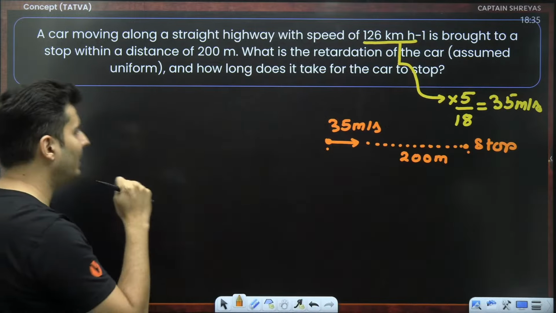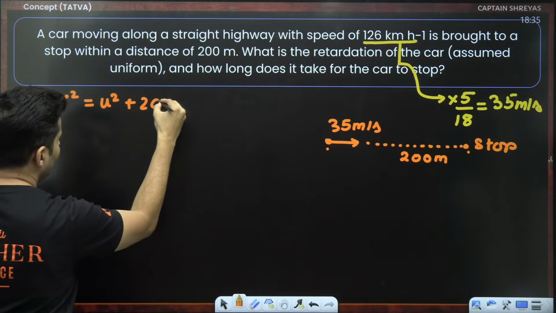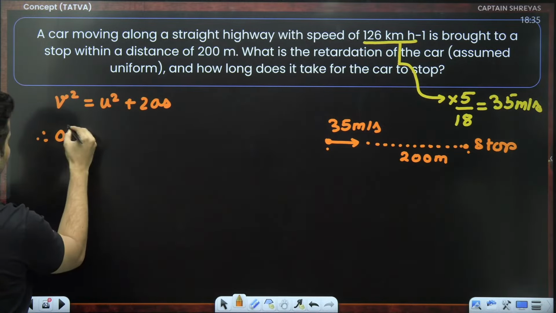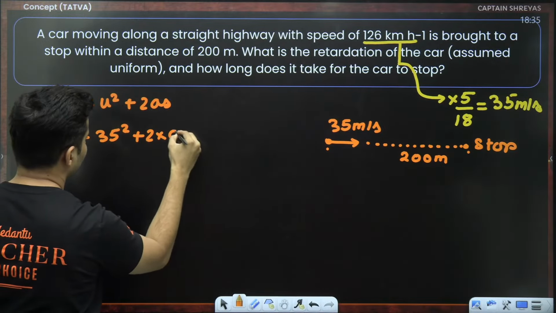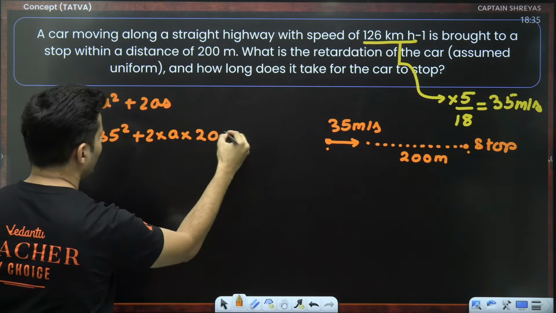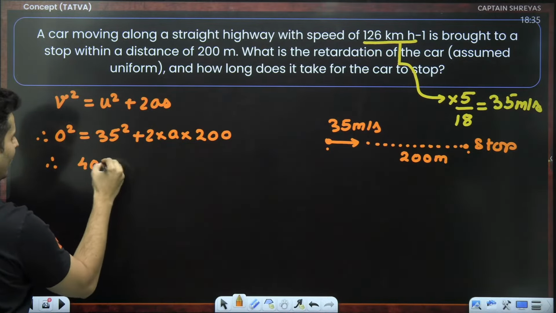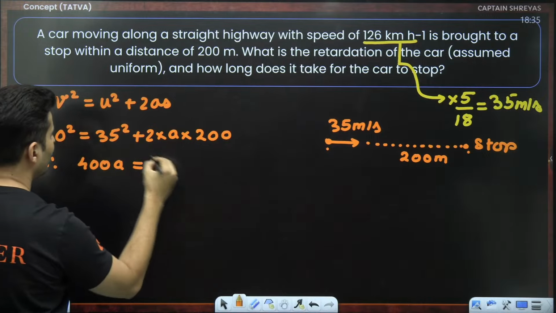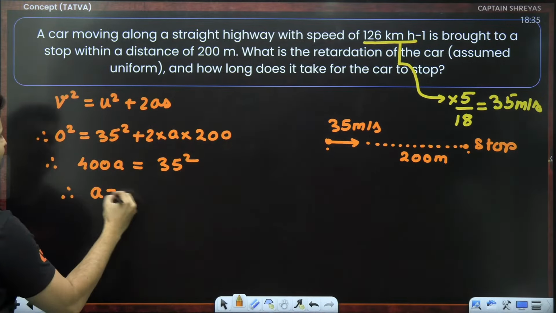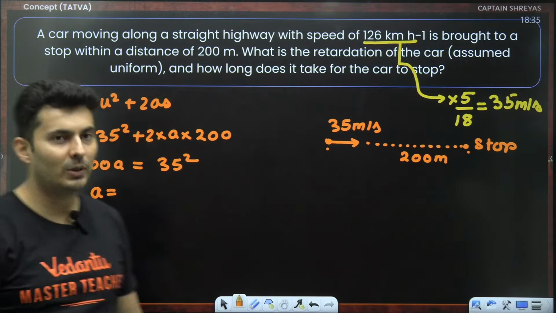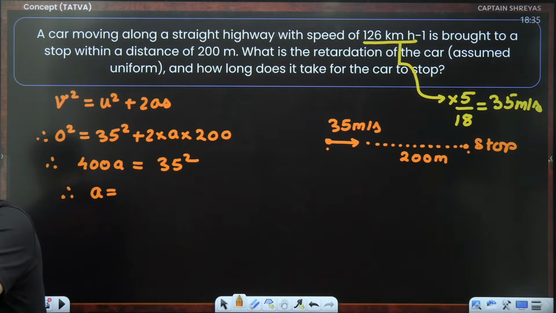Final velocity, initial velocity, distance. I think the third kinematic equation. So if I use v square is u square plus 2as. Final velocity is 0, initial velocity 35 square plus 2 into acceleration, don't know, displacement 200. Perfect. So guys, this will become 400a is equal to 35 square. So acceleration, come on my dear warriors, find out the acceleration quickly. I want to see how many of you are really quick about this.